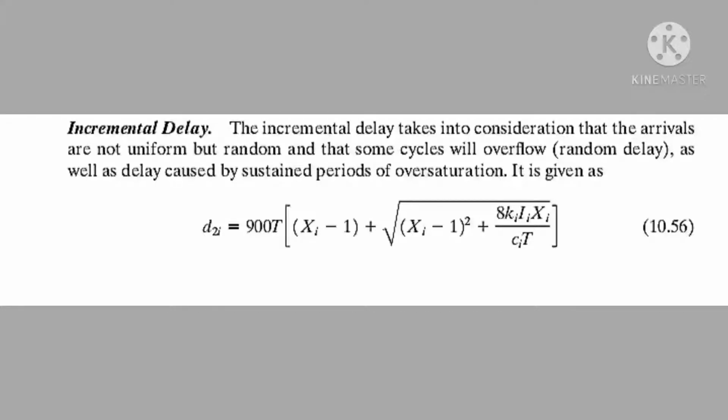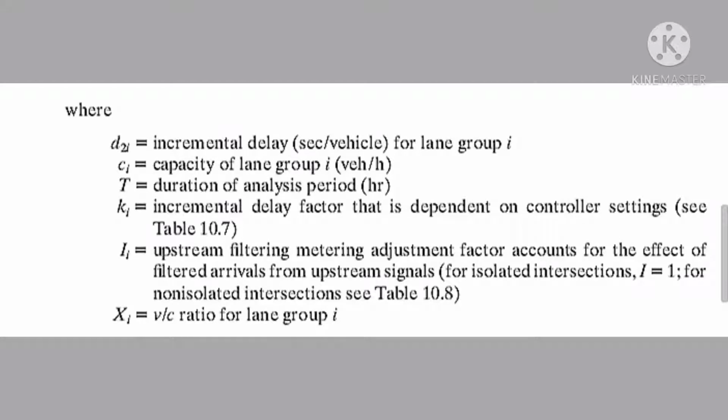D sub 2i is equal to 900T times the quantity of (Xi minus 1) plus the square root of (Xi minus 1) squared plus 8 ki Ii Xi over ci T, where d2i is incremental delay for lane group i, ci equals capacity for the lane group i, T is duration of analysis period. Ki is the incremental delay factor that is dependent on controller settings. Ii is the upstream filtering metering adjustment factor, which accounts for effects of filtered arrivals from upstream signals. Xi is equal to the V over C ratio for lane group i.